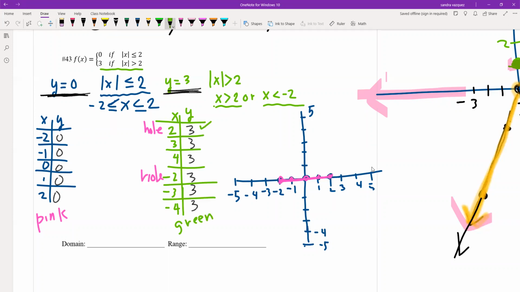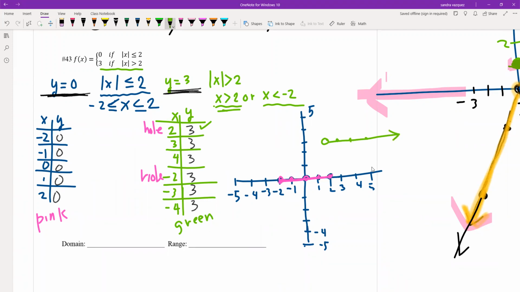And so this will be 2 and 3. And it has a hole. And then 3 and 3. And then 4 and 3. And then it will be a 5 and a 3 because it says it's greater than. So it's going like this.